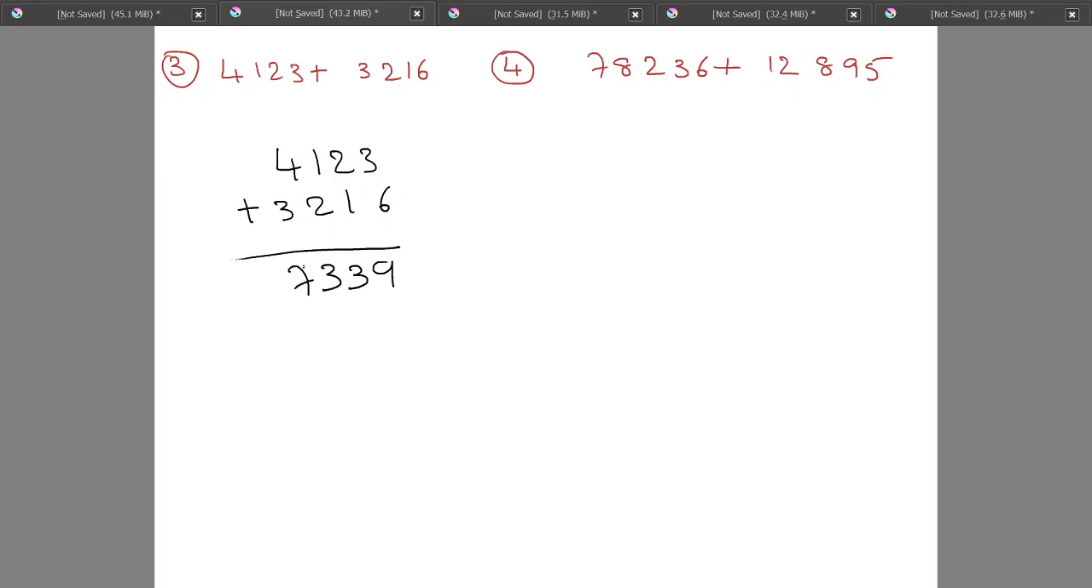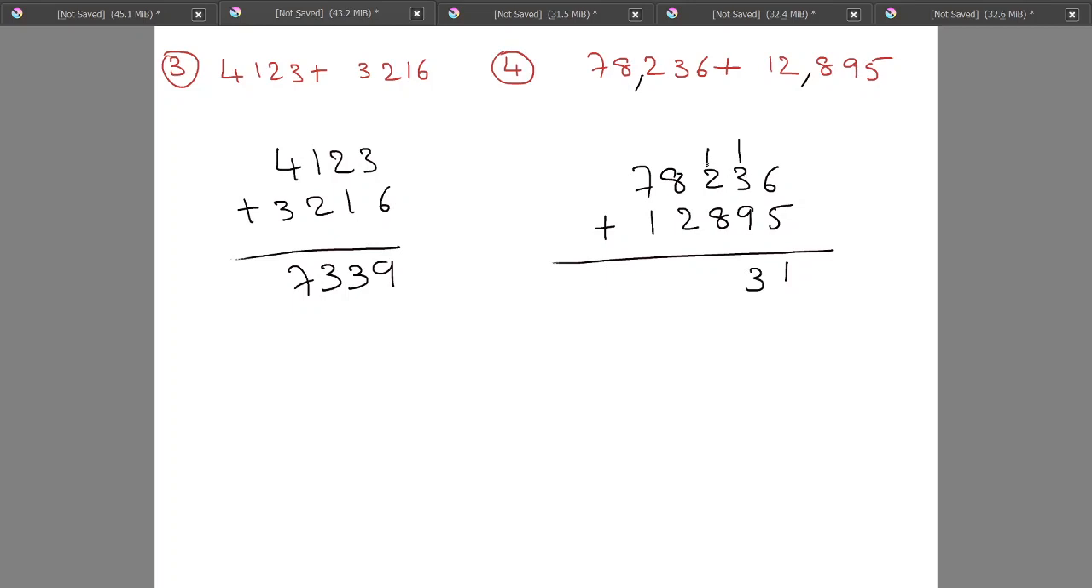Now for the fourth sum, you are adding a 5-digit number to another 5-digit number. So 78236 plus 12895. 6 plus 5 is 11. So you write down 1 here and you take 1 carry forward. So 1 plus 3 becomes 4. 4 plus 9 is 13. Again 3 here and 1 carry forward.